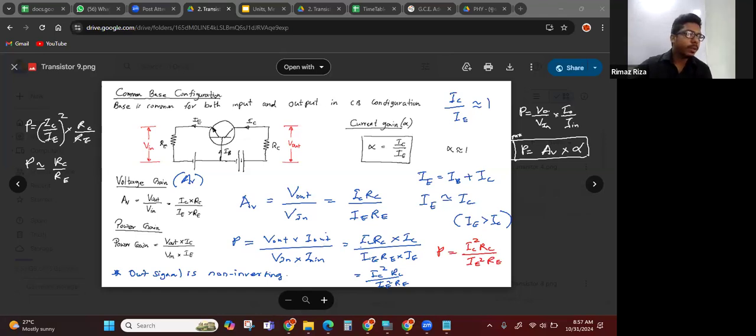So again, I'll explain. This is the input and this is the output. You have to consider a closed loop connecting both input and output. In this closed loop, if the current is flowing in the same direction through the input resistor and output resistor, then the signal is non-inverting. We will see how it looks if the signal is inverting when we cover the other configurations, common emitter and common collector.